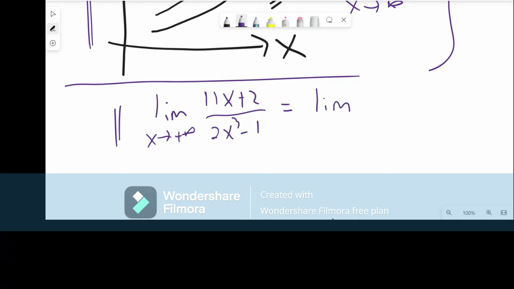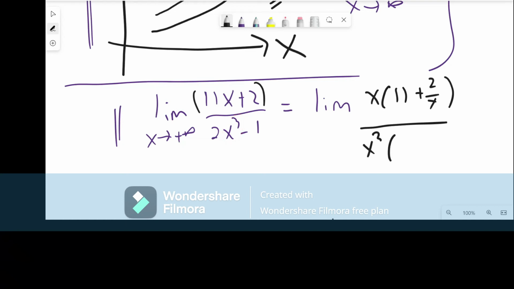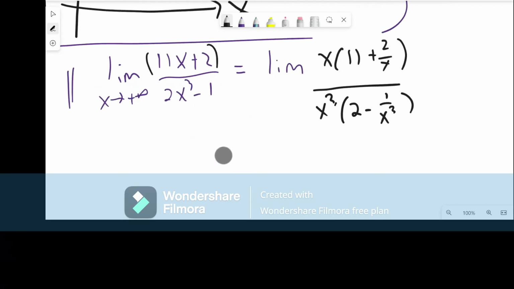That is, we will try to pull out the highest factor from the rational function. What is the highest power in the numerator? It is x raised to the power of 1. So we pull out x from the numerator, and what is left is 11 plus 2 over x. Downstairs, you pull out the highest factor, which is x cubed, and you have a factor of 2 minus 1 over x cubed. Right, so that is what we have.